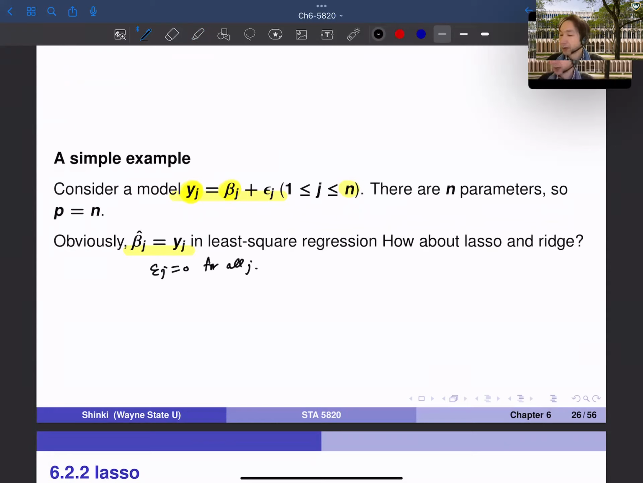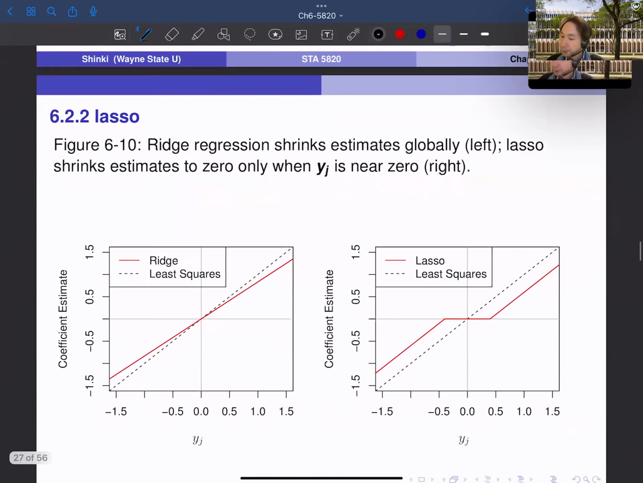But how about lasso and ridge? They penalize the size of beta j, so beta j shrinks to 0. And here is the estimate. For least squares, depending on the value Yj, the beta j is determined. So beta j hat and Yj are the same. You can see that if this is 1.5, then this is 1.5. So just y is equal to x, Yj is equal to beta j hat.